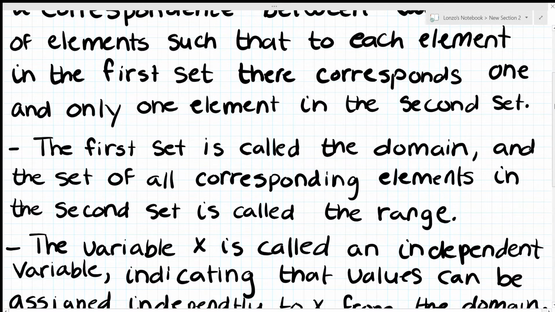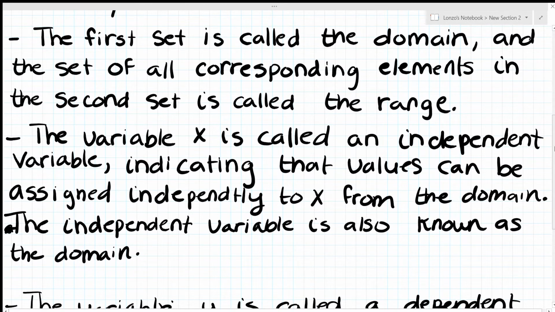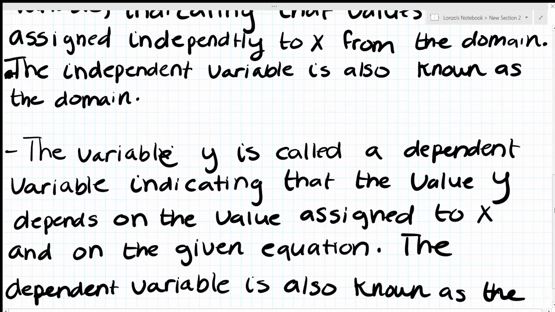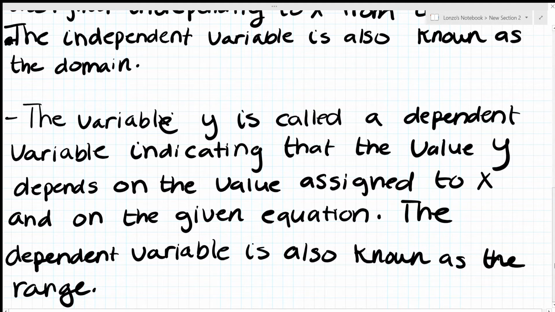The first set is called the domain, and the set of all corresponding elements in the second set is called the range. So x is the domain and y is the range. The variable x is also called the independent variable, indicating that values can be assigned independently to x from the domain. The independent variable is also known as the domain. That's self-explanatory, right? And the variable y is called the dependent variable, indicating that the value of y depends on the value assigned to x and on the given equation. So the dependent variable is also known as the range. The domain is the x, or independent variable, and the y is the dependent variable, also known as the range.